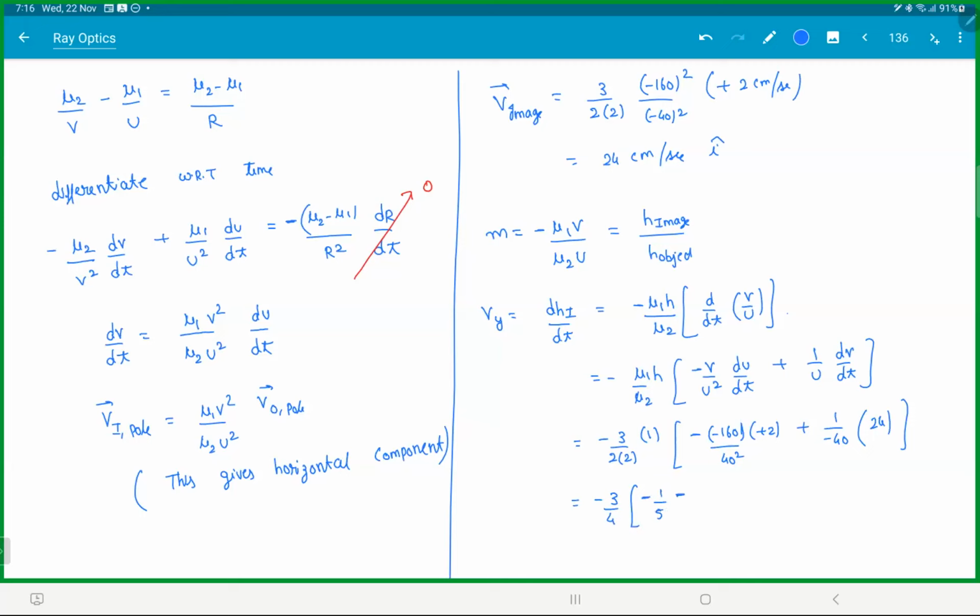And that would be 4 tens are 4 6. So 6 by 10 multiply 2 to minus 3, 8, 3, 24 by 40. Minus 8 by 10, 8, 3, 24 by 40. So 6. 4 tens are 4 6. 6 by 10 is 0.6 centimeter per second. Plus indicates upward, j cap. So therefore velocity of the image will be 24 i cap plus 0.6 j cap.